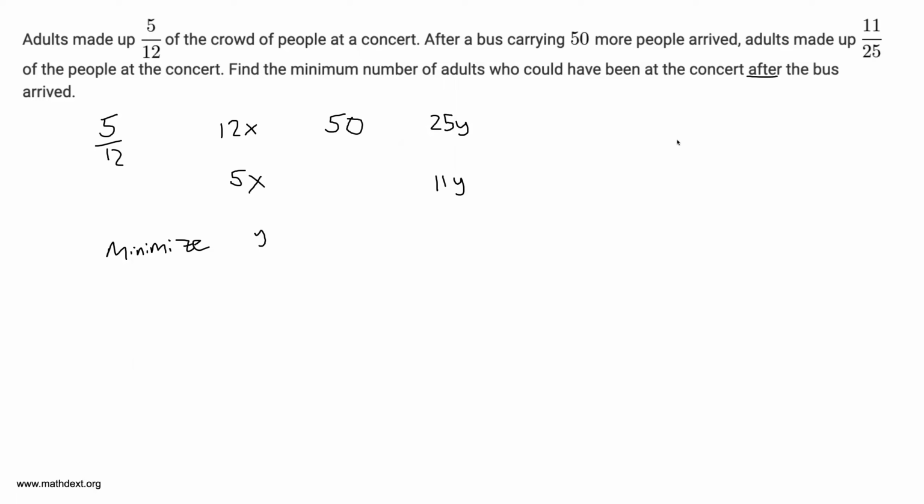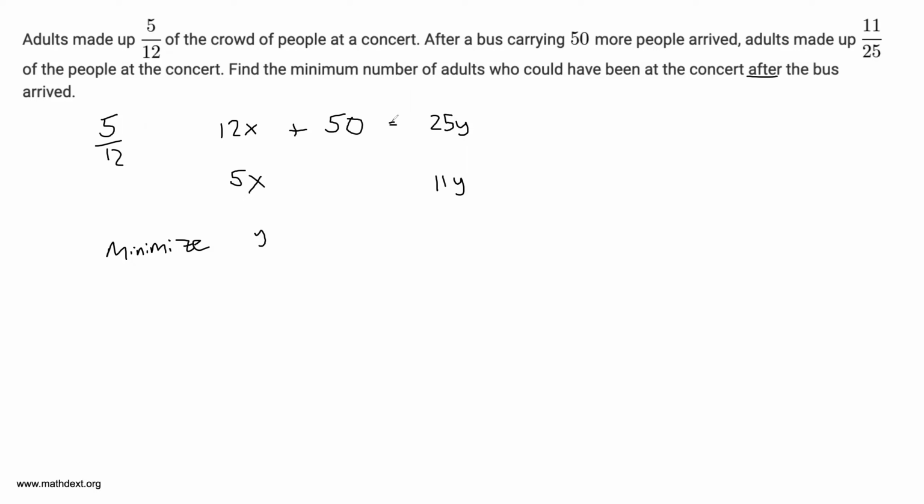So what do we have? We have 12x, the number of people at the concert before the bus came, plus 50, which is the number of people on the bus, is equal to 25y, which is the number of people who were there after the bus had unloaded. So 12x plus 50 is equal to 25y.